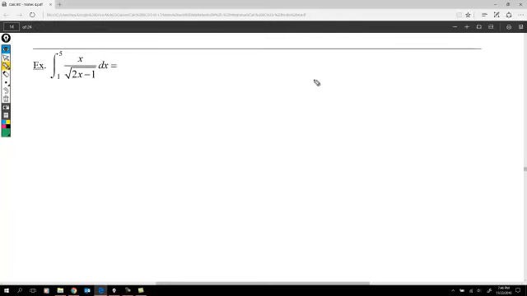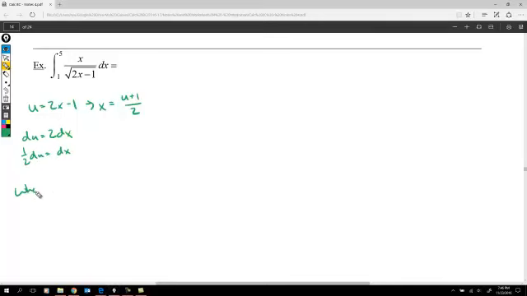Alright, one more example here. This time a definite integral, so I gotta change my bounds as well. Alright, so I'm gonna let u equal 2x minus 1. I know I'm gonna have to substitute this x out, so I'm gonna go ahead and solve. I get x is u plus 1 over 2. Okay, now du is going to be 2 dx, which means that dx is equivalent to 1/2 du.